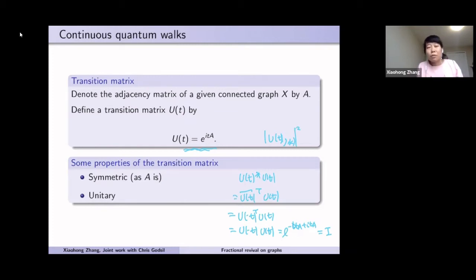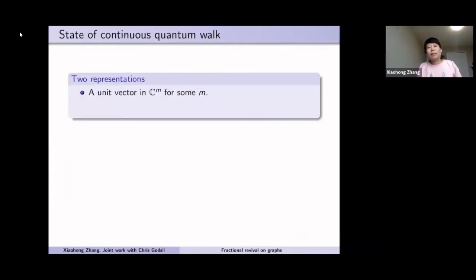We know the transition matrix. What are the states of such a walk? If we remember the classical walk, the states are represented by non-negative vectors with all the entries summing up to 1. We could also represent the state in continuous quantum walk by vectors, but they are normalized differently. It is a unit vector, so its Euclidean norm is 1. We also have a different representation for states. We could use matrices, but not all matrices work. We require the matrix to be positive semi-definite and have trace 1. Such a matrix we call a density matrix.